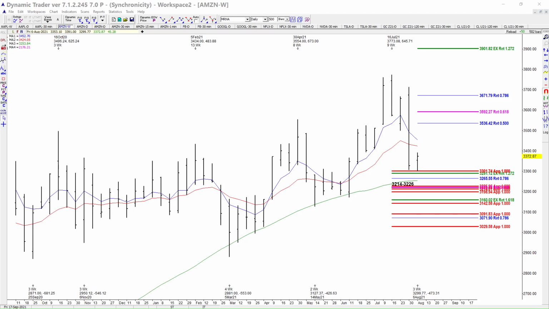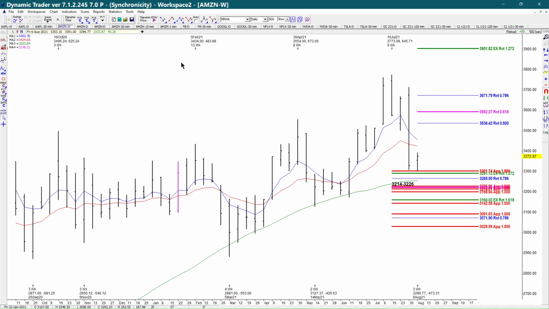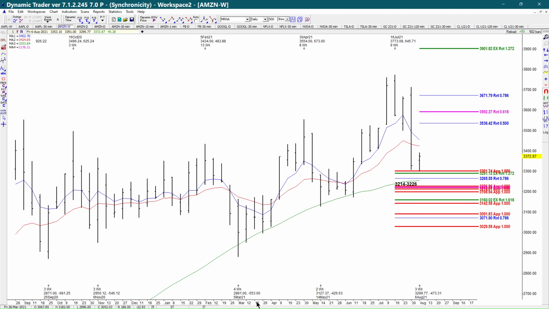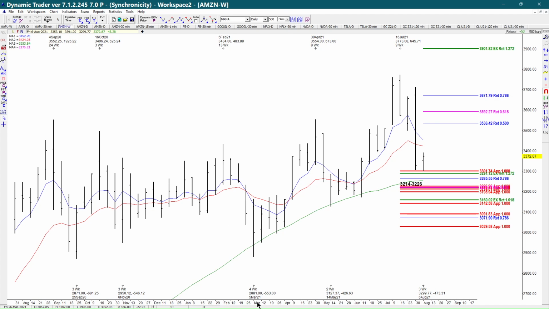In today's video, we're going to take a look at AMZN and talk about how everything comes together for a trade entry. In this case, we're going to start with the weekly chart because we did have a huge pullback after earnings this time around.